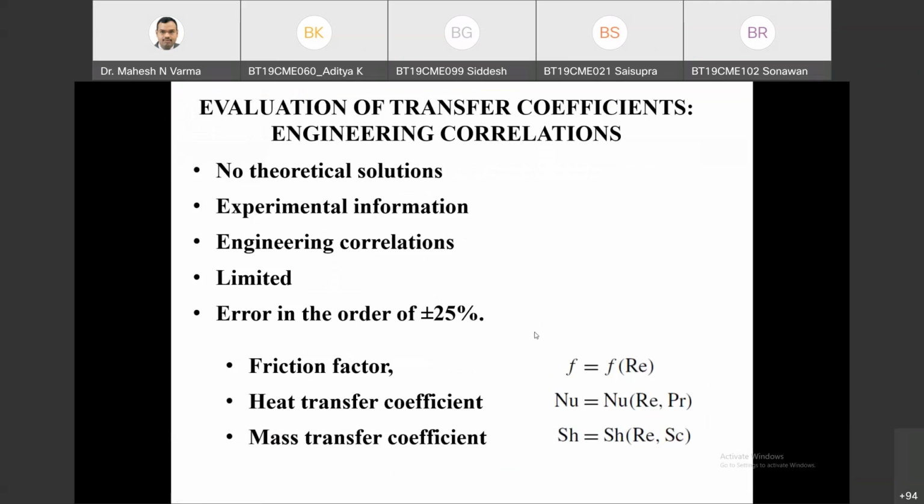Anybody else can add anything in this engineering correlation? Excuse me, sir. Yeah, tell me. Sir, previously we had seen Reynolds analogy and Chilton-Colburn analogy, and we had seen similar things. So why is it that we're calling Reynolds and Chilton as analogies and this Dittus-Boelter as correlation?